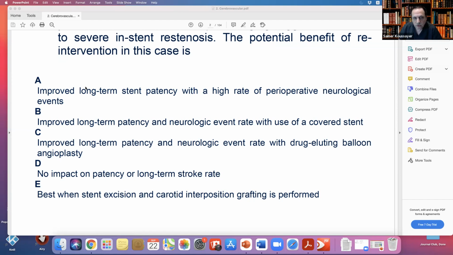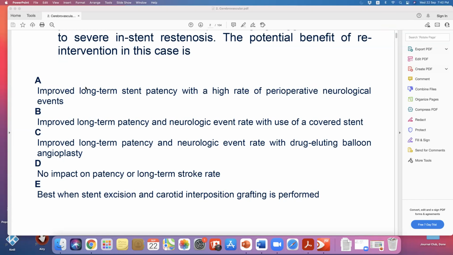You see, when the patient gets restenosis, it is most probably intimal hyperplasia, not plaque. Atherosclerosis, yes, so embolization is much less. Really? Yeah. So really it's not a higher rate of perioperative neurological events. I think it would be the same or less. So this is wrong. Improved long-term patency with use of covered stent: we do not use covered stent at all in carotid stenting, except if we have an aneurysm. This is well known. So this is completely wrong also.